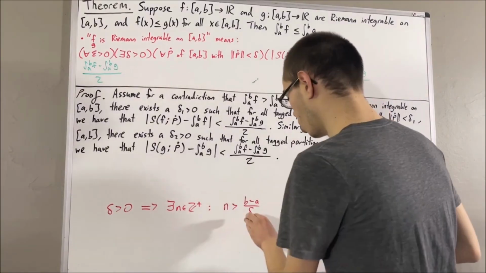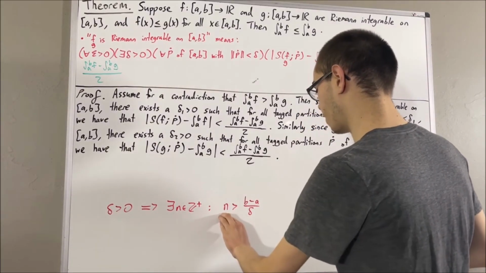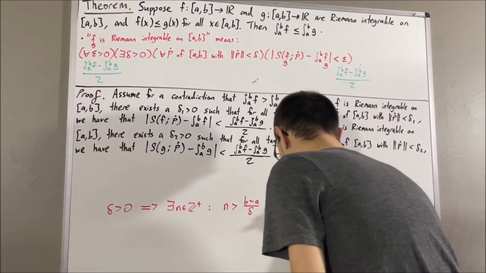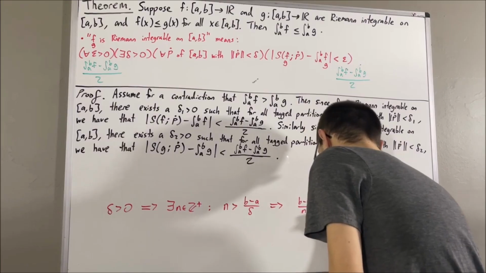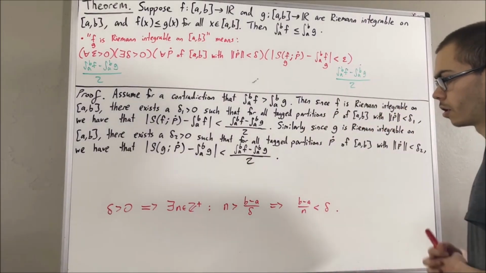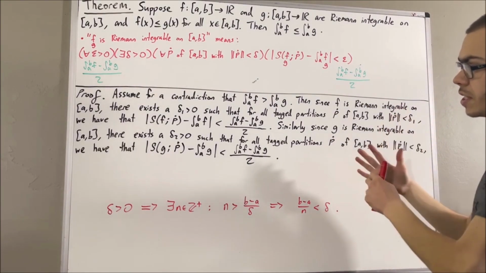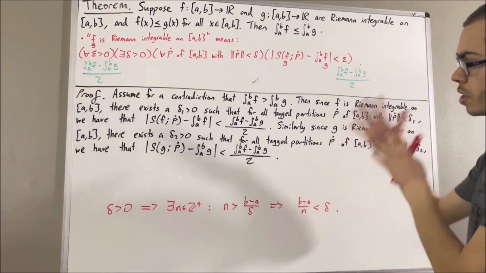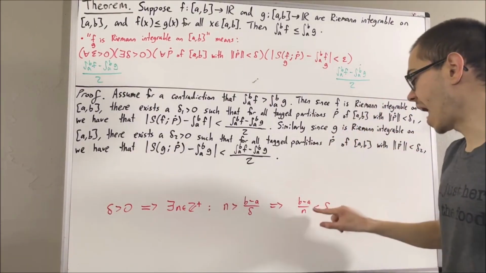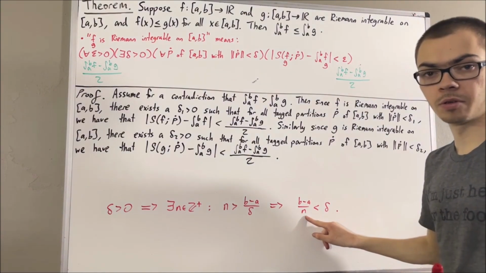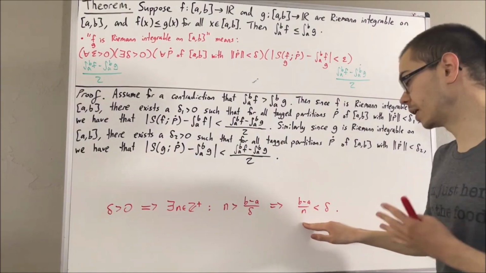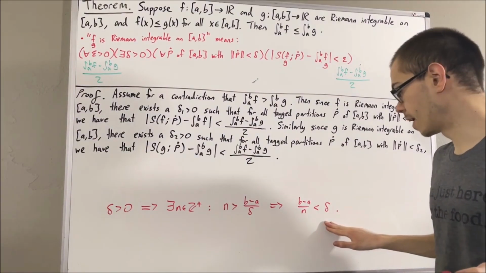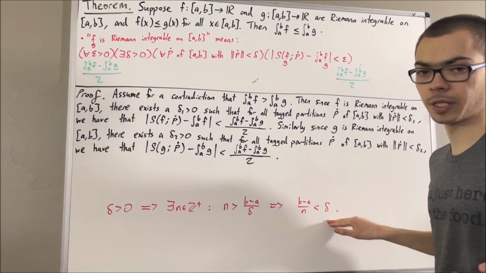So then, multiplying delta to the other side and dividing n to the other side, this gives us (b minus a) over n is less than delta. So all we have to do is consider the partition of [a, b] with n equal subdivisions. Well then in that case, the length of each subinterval will be less than delta, and therefore the norm of that partition is less than delta.